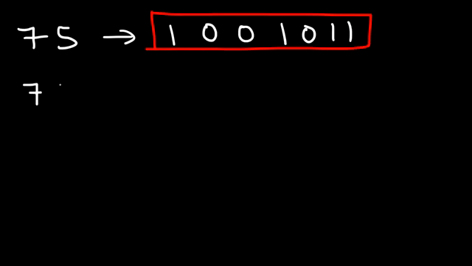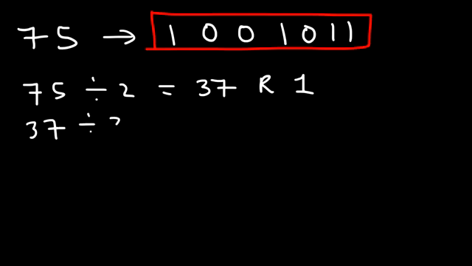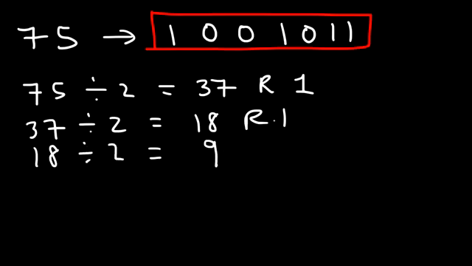So here's what we need to do. Start with 75 and divide it by 2. 75 divided by 2 is 37.5, so what this means is that it's 37 remainder 1. Now take the 37 and divide that by 2. 37 divided by 2 is 18.5, so that's 18 remainder 1. Then take the 18 and divide that by 2. 18 divided by 2 is exactly 9, with no remainder, or remainder 0.